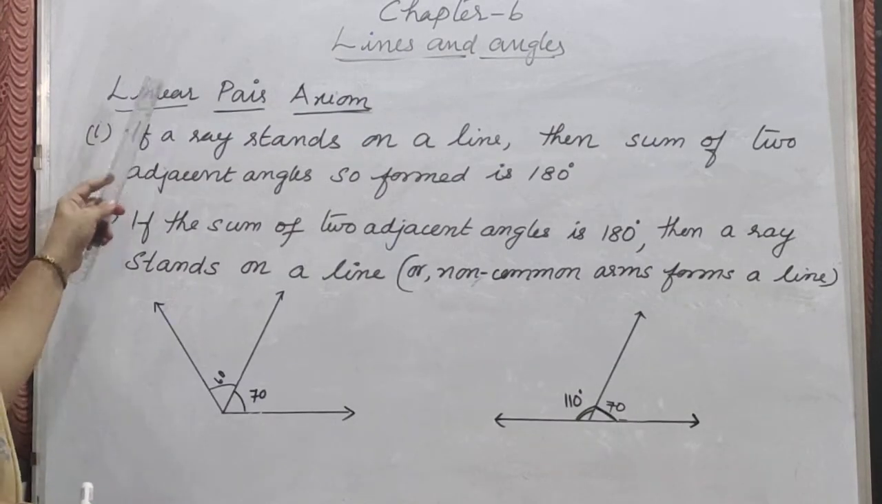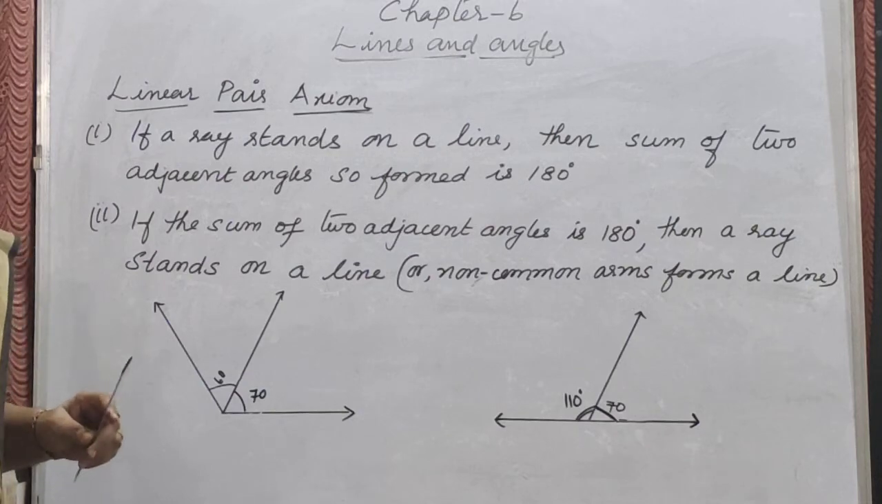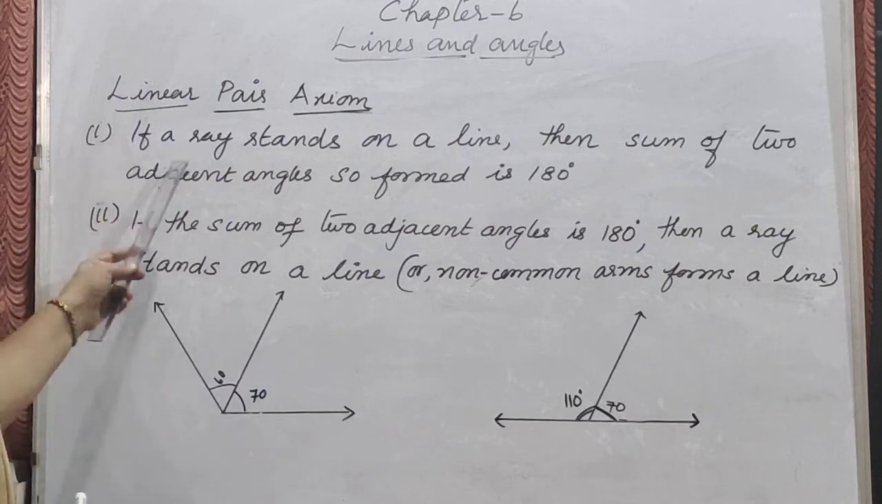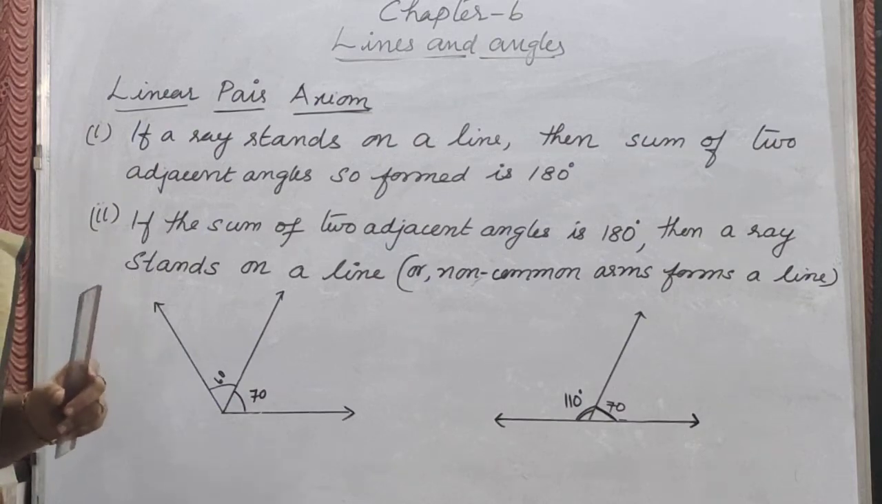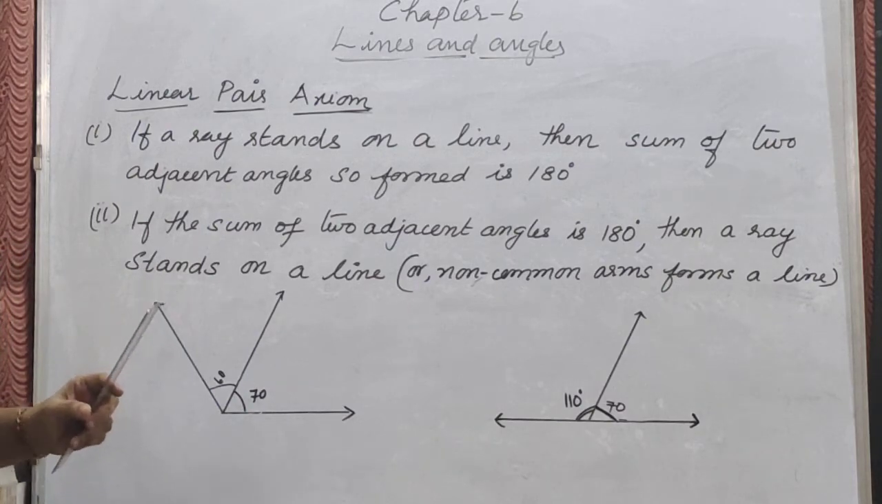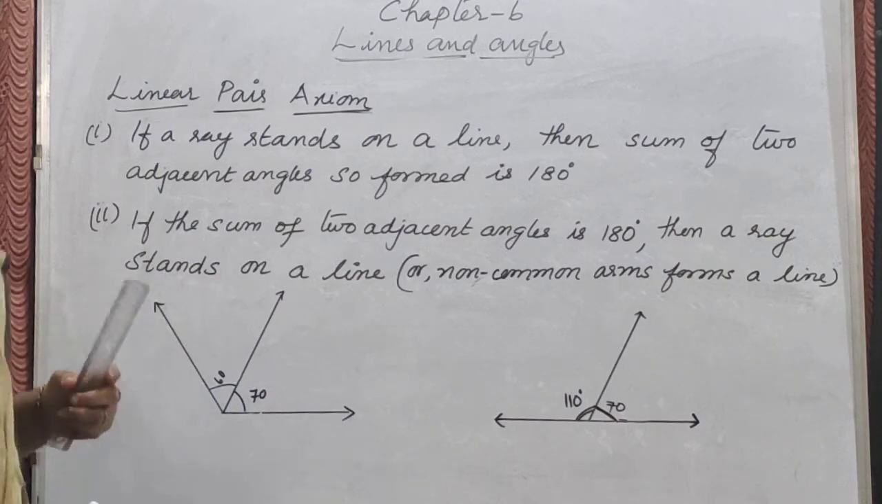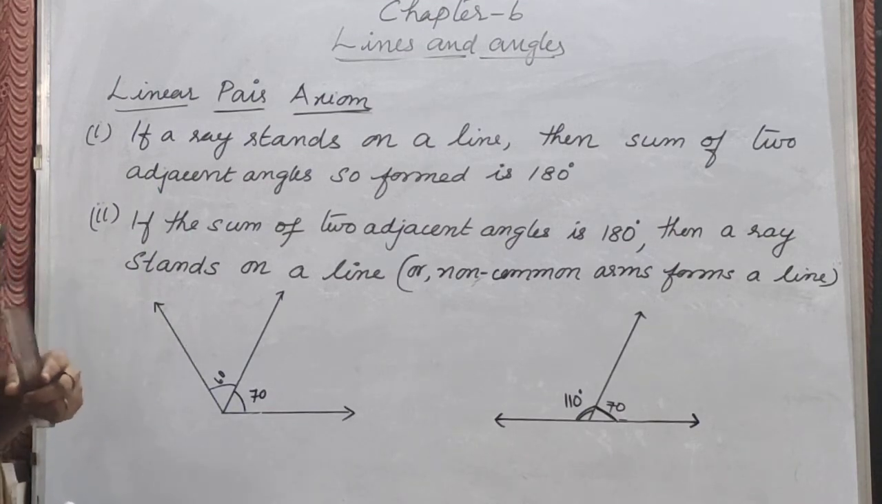Next is the linear pair axiom. We have seen what a linear pair is. Now this year we have to study it as an axiom. In the last chapter, Euclid's geometry, you have seen what is meant by an axiom. An axiom is a universal truth which can be accepted without proof only.